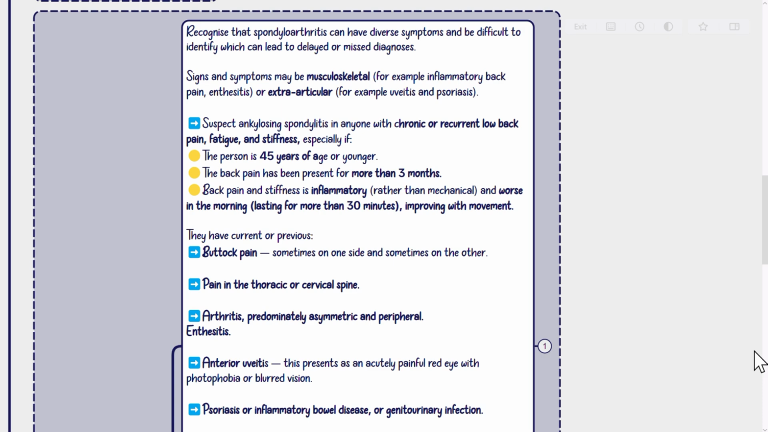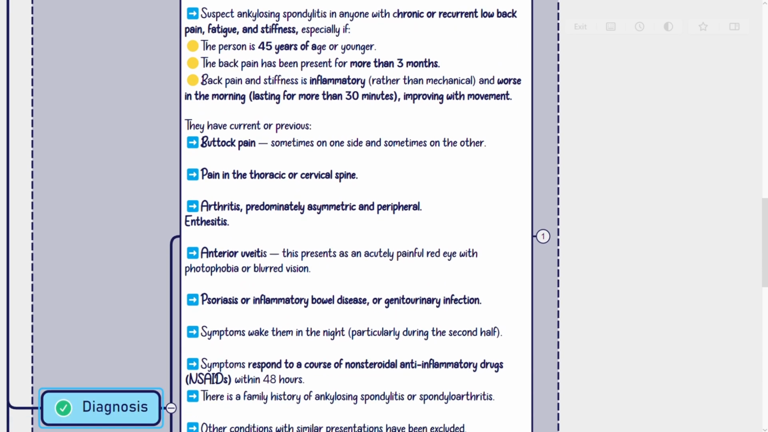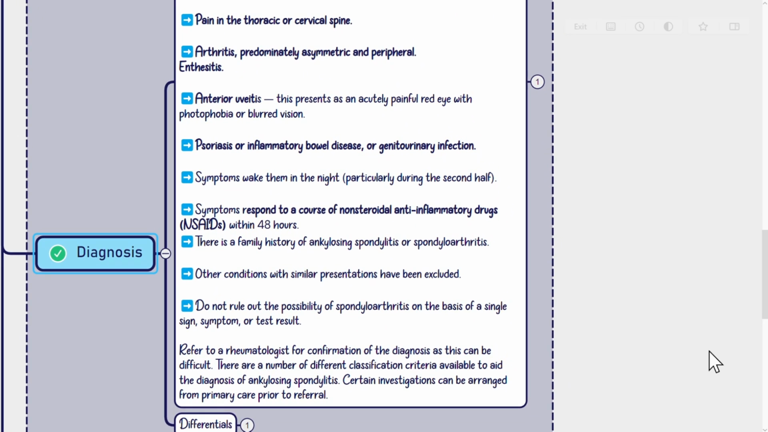pain in the thoracic or cervical spine, arthritis, predominantly asymmetric and peripheral, enthesitis, anterior uveitis. This presents as an acutely painful red eye with photophobia or blurred vision, psoriasis or inflammatory bowel disease, or genitourinary infection. Symptoms wake them in the night, particularly during the second half. Symptoms respond to a course of nonsteroidal anti-inflammatory drugs, NSAIDs, within 48 hours. There is a family history of ankylosing spondylitis or spondyloarthritis. Other conditions with similar presentations have been excluded.